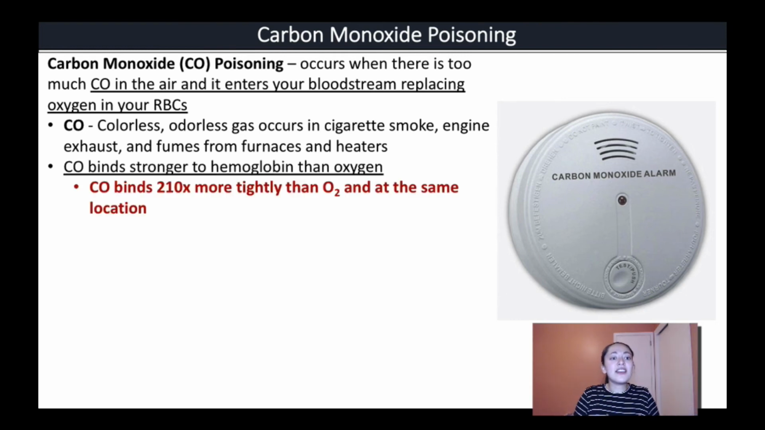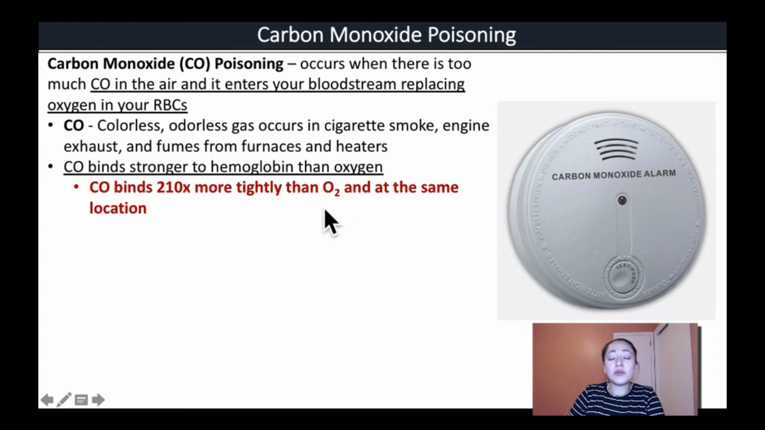Why does this happen? This occurs because carbon monoxide binds much stronger to hemoglobin than oxygen. So if hemoglobin had the choice between carbon dioxide and oxygen, it's going to choose oxygen. But if it has the choice between carbon monoxide and oxygen, it's going to grab onto that carbon monoxide. Carbon monoxide binds 210 times stronger to hemoglobin than oxygen does. So once carbon monoxide is bound to the hemoglobin, oxygen has no chance.